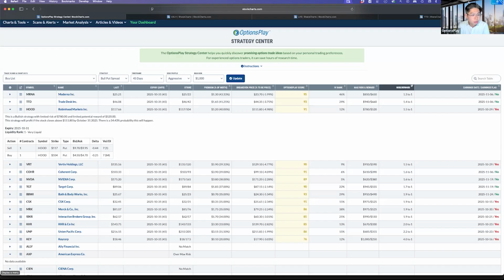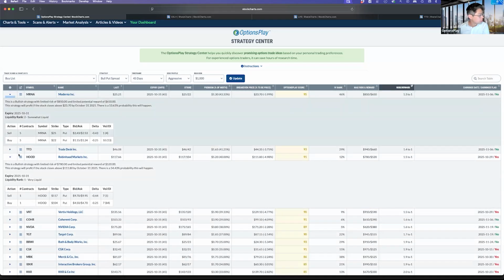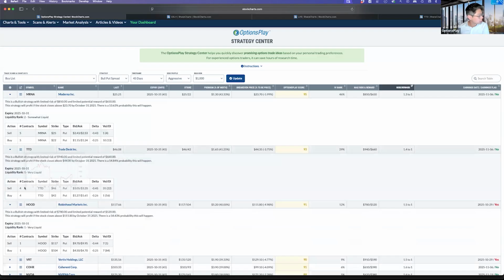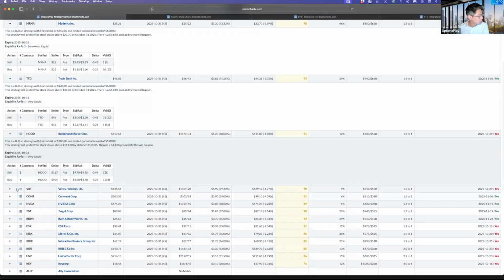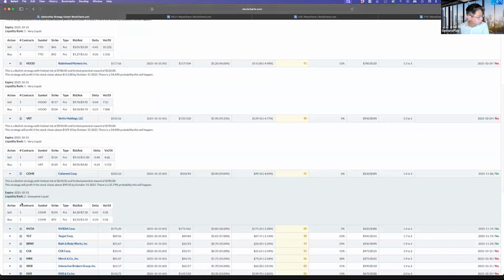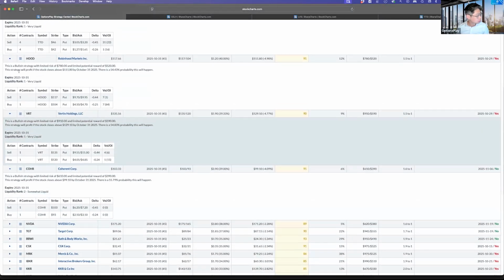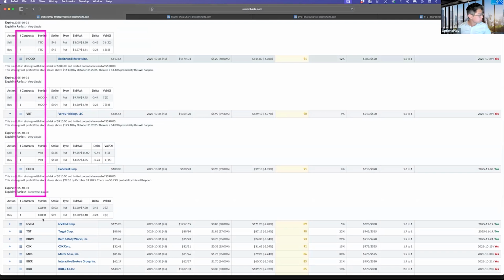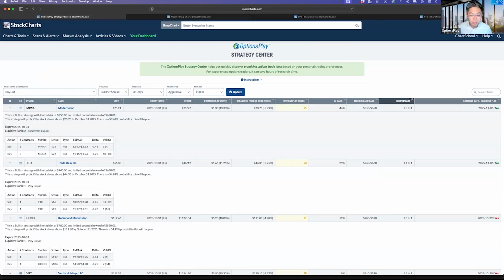There's a question here asking how many contracts the $1,000 risk is based on. It's calculated for every single strategy. So here, Moderna, $1,000 risk is going to be 5 contracts. Trade Desk is 4 contracts. Robinhood is 1 contract. Virtu Holdings is 1 contract. So it calculates the number of contracts for you. You see the number of contracts in this column here. You put in the dollar amount and we will calculate the number of contracts based on that specific option that you're trading. And it's all calculated in real time.